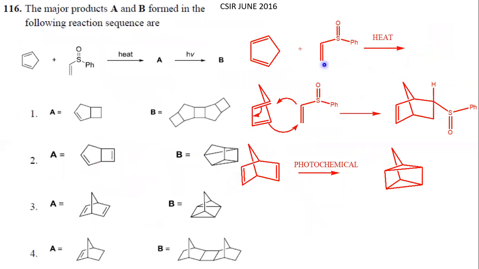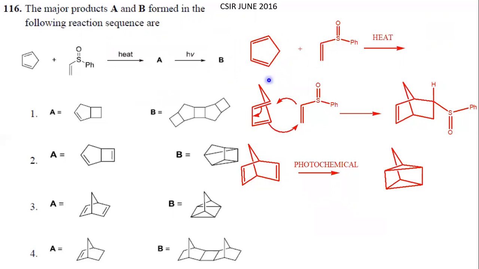The next problem is: the major products A and B formed in the following reaction are. Now in this case, cyclopentadiene and vinyl phenyl sulfone are given as the substrates under thermal conditions, and we can easily see that we can do a 4n plus 2 cycloaddition reaction. So this is the cyclopentadiene system and vinyl phenyl sulfone.